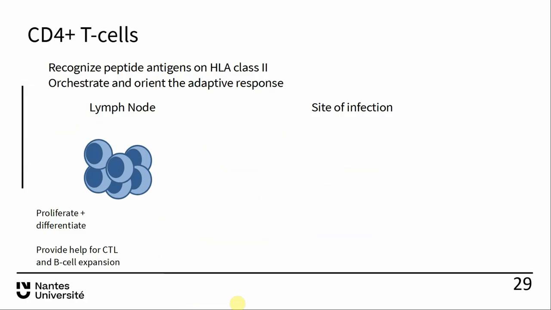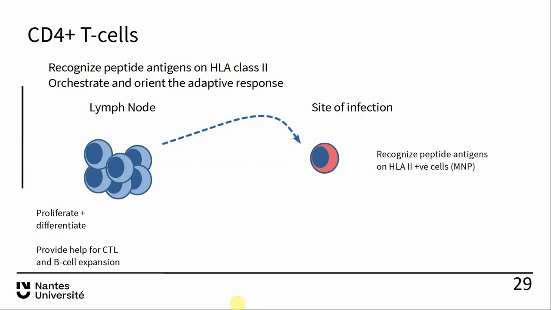So CD4 T cells, as you know, recognize antigens presented on HLA class 2. Their role is to orchestrate and orient the adaptive response. So they're going to be activated in the draining lymph node, and they differentiate into effector cells that then remigrate to the site of infection. And they'll recognize peptides that are presented on HLA class 2, mostly, I guess, on mononuclear phagocytes. Most somatic cells will not express HLA class 2. Depending on their differentiation, they'll have different functions.